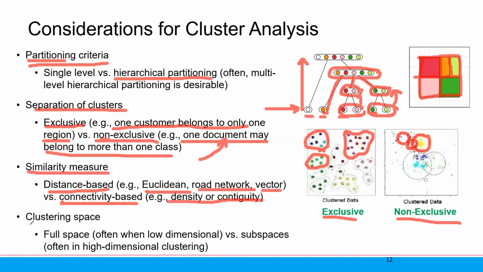We can also use another way for the clustering space. Whether we use the full space when the data is low dimensional, or we use subspace if we have high dimensional clustering. Dimension means the attributes. Okay. If it is low dimension, or if the number of attributes is small, then you can use full space. If the number of attributes is high, you can just use subspace.